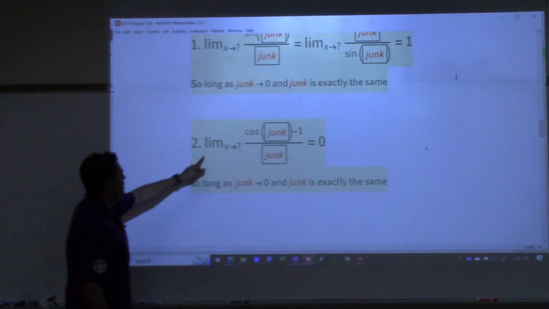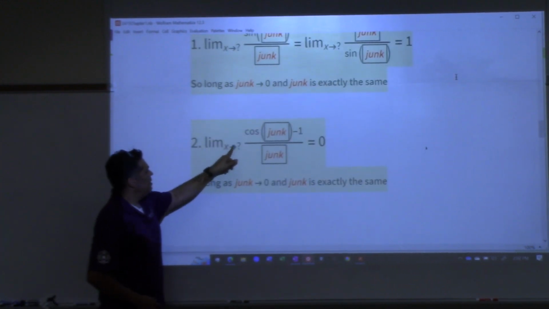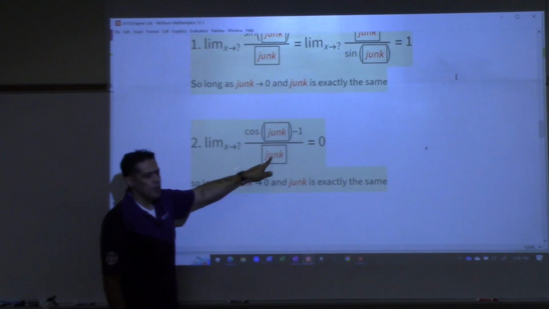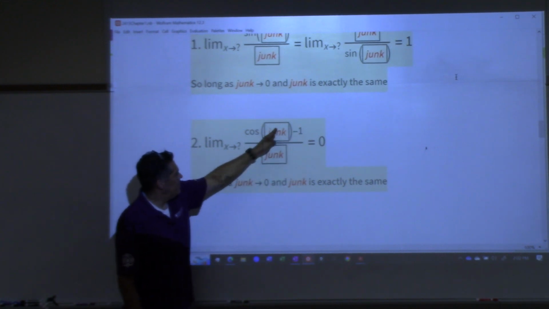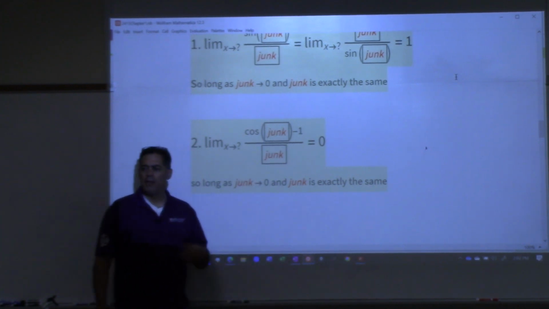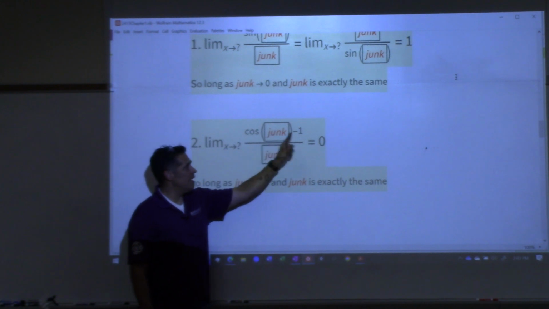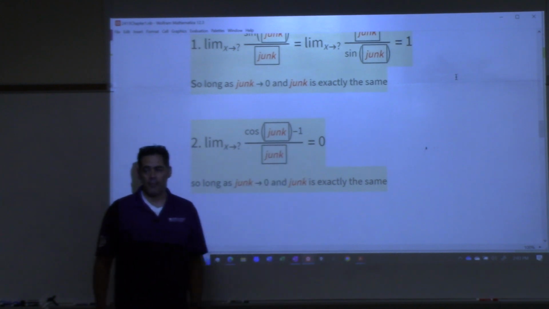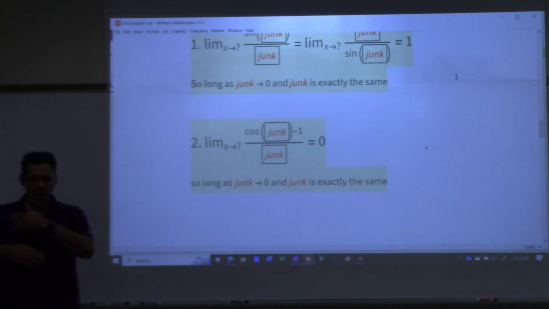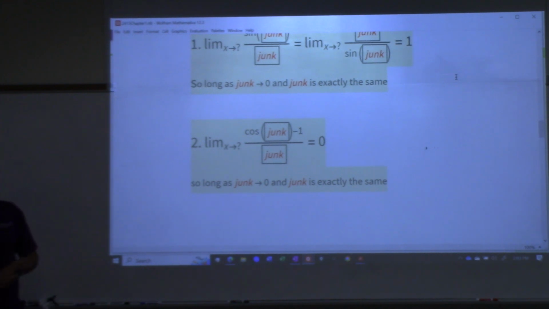If you have a limit, doesn't matter what this limit is, if you've got cosine junk minus 1 over junk. If this junk matches, the junk goes to 0, then the answer is not 1, the answer is 0. And you are not allowed to flip that over. Okay, you cannot flip that one over. That one has to look exactly like that.